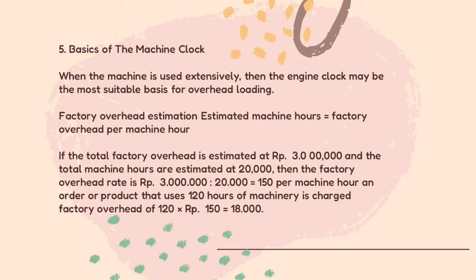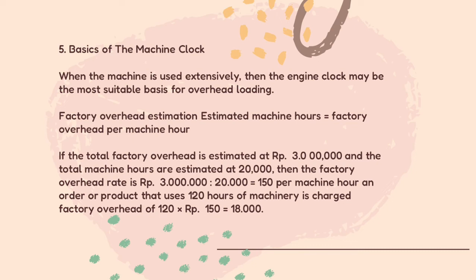Fifth, basis of the machine clock. When the machine is used extensively, then the machine hour may be the most suitable basis for overhead loading. So, the formula is factory overhead estimation per estimated machine hours equals factory overhead per machine hour.